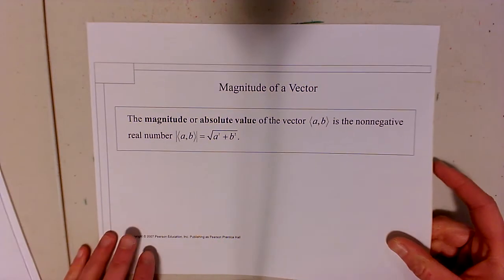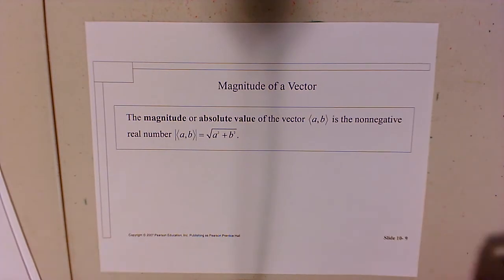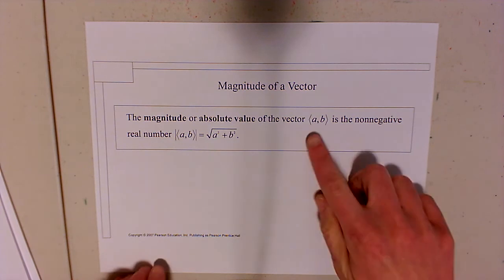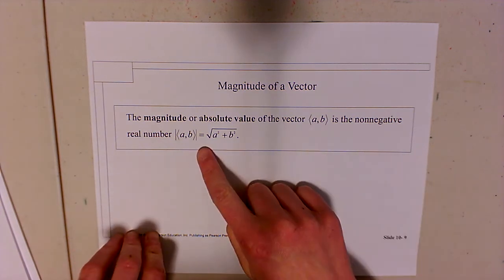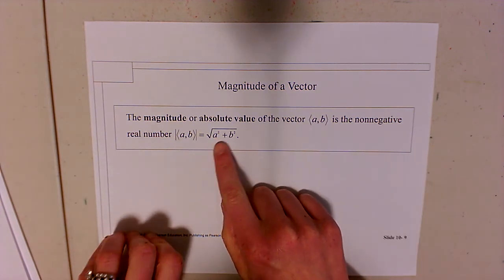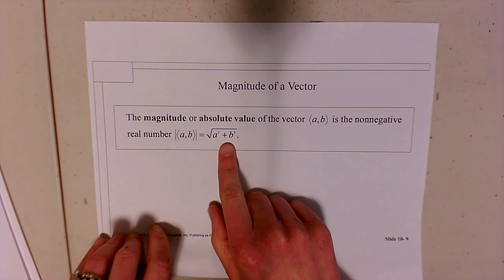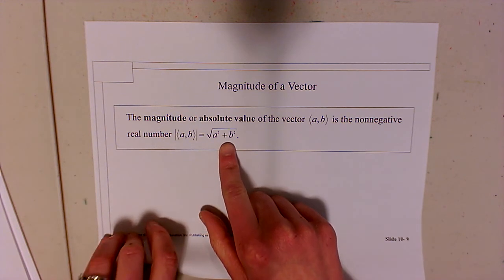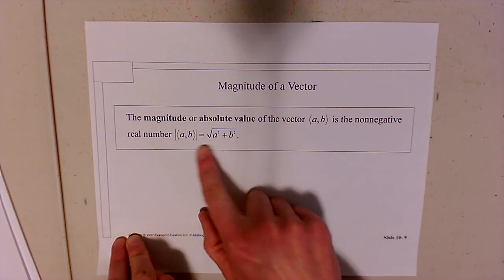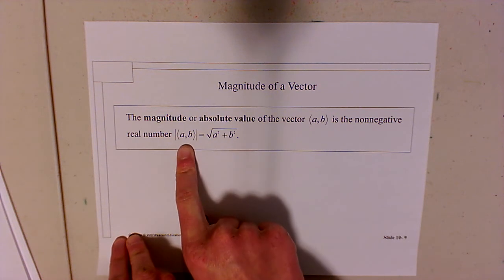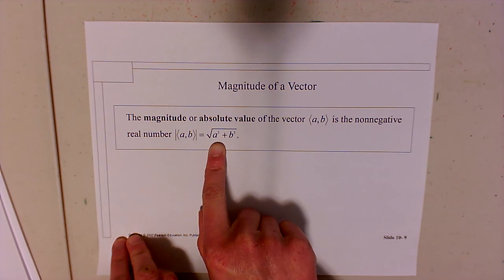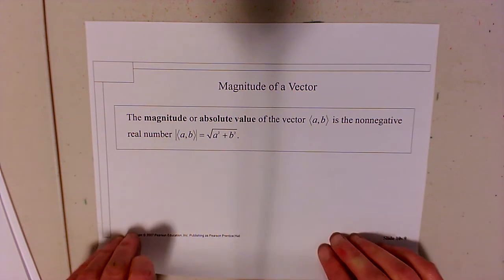So, a quick review: the magnitude of a vector is the absolute value of the vector ⟨A, B⟩. It's a non-negative real number, and you can figure it out as the square root of A squared plus B squared. Hopefully this reminds you of the distance formula, right? If your vector is starting at the origin, then it's really easy to find its magnitude.